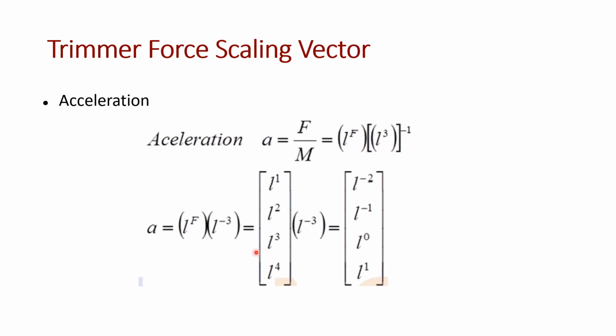acceleration vector. Similarly, L cube into L raised to minus 3 will give L raised to 0, that is the third term, and the fourth term will be L raised to 4 into L raised to minus 3, which will give L raised to 1. So this will be the vector representing acceleration.